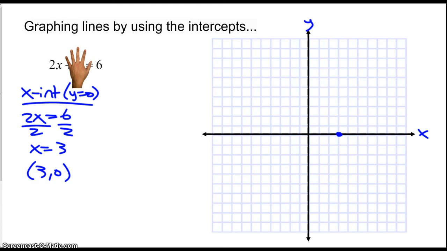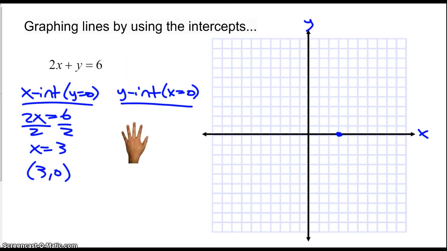Okay, and then I can switch to find the y-intercept, which occurs when x is 0, right? And so if I want to do that, I just go back to my equation. This time I'm going to plug 0 in for x, so I'm going to cover up the term with the x, and I'm left with y equals 6. And that means when x is 0, y is 6, there's the second point. 0 comma 6, 1, 2, 3, 4, 5, 6 is right there.